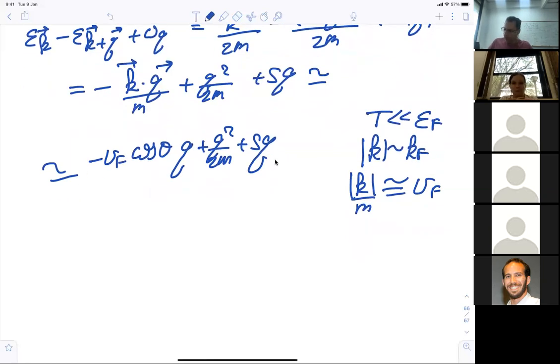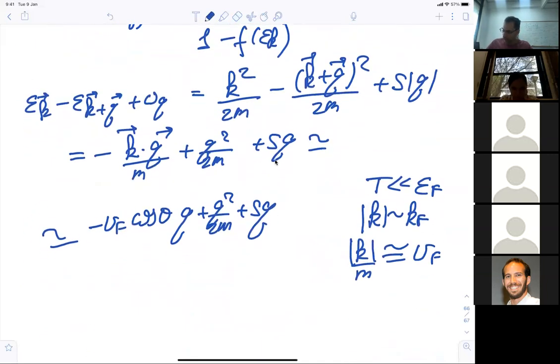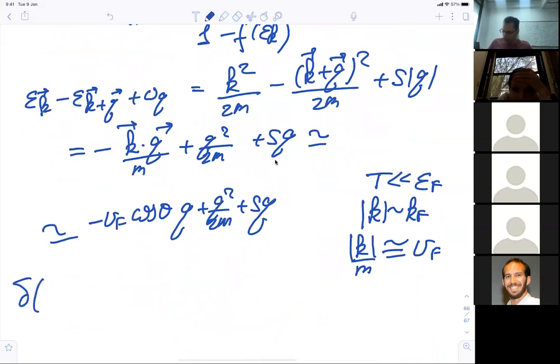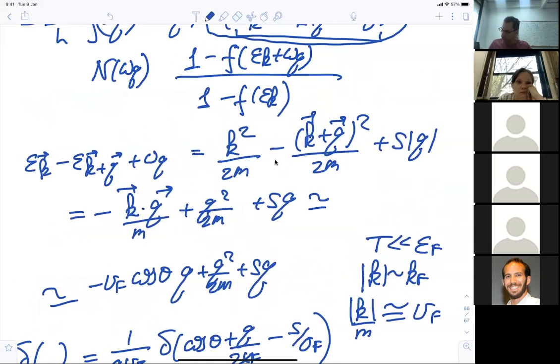Therefore, the delta function here, so this delta function of the expression there, is essentially 1 over q V Fermi delta function of cosine theta plus q over 2k Fermi minus s over V Fermi. Sorry, here I made a mistake. It's minus q squared.